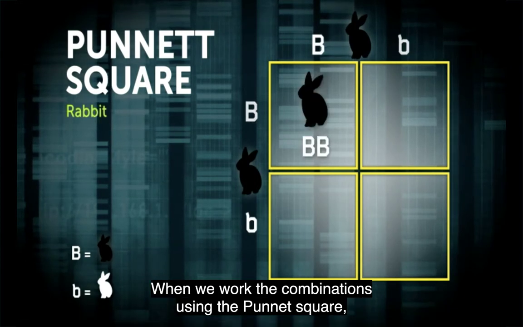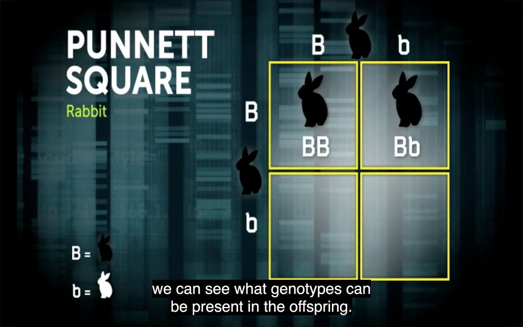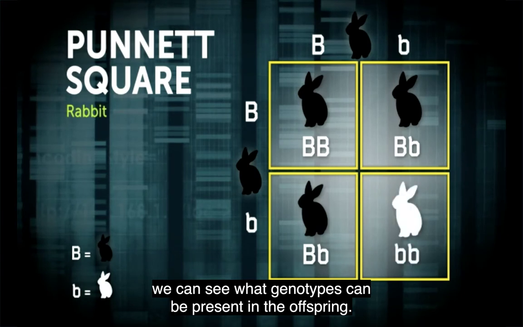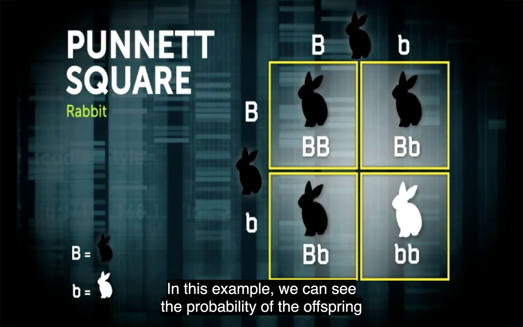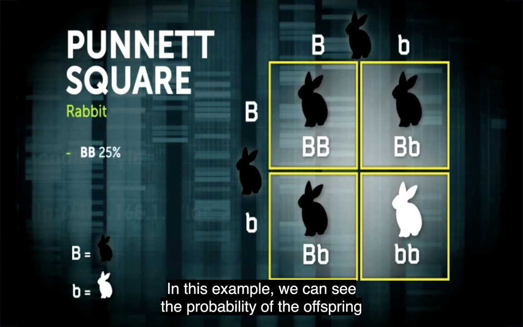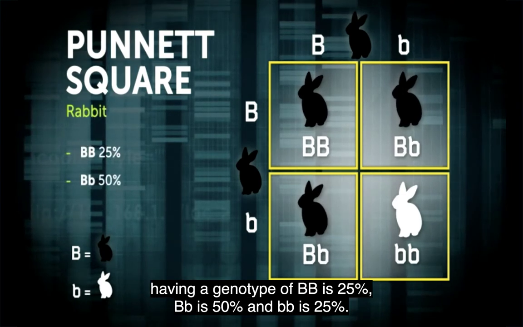When we work the combinations using the Punnett square, we can see what genotypes can be present in the offspring. In this example, we can see the probability of the offspring having a genotype of BB is 25%, Bb is 50%, and bb is 25%.